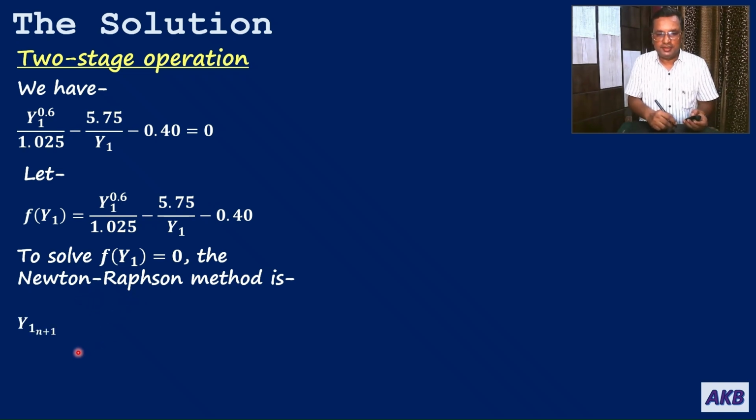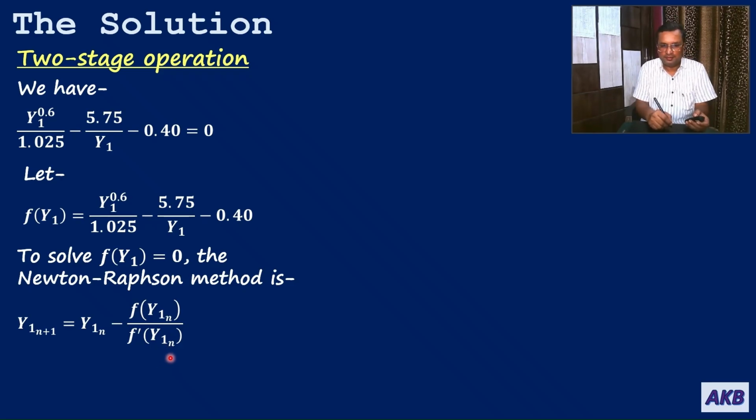And what is the method? To get the new value for y1, which I am denoting as y1 n plus 1, it is equal to the old value of y1, which I have denoted as capital Y1 n, minus the function evaluated at the old value, that is y1 n, divided by the derivative of the function evaluated at the old value, y1 n. So in order to use this equation, we will have to first get the derivative.